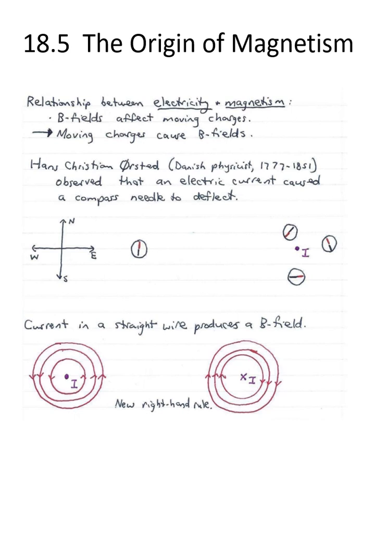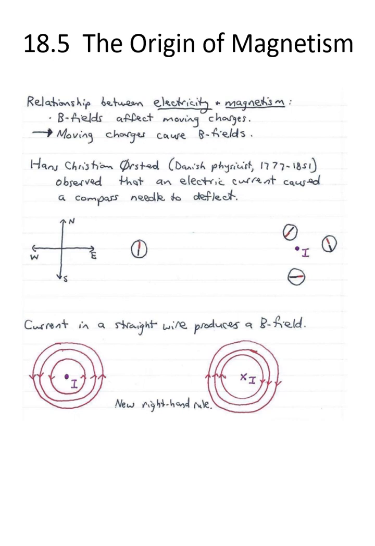So far in this chapter, you've seen a relationship between electricity and magnetism. You've seen that magnetic fields can affect moving charges. And now we'll get into section 18.5, the origin of magnetism. What we're going to see is that moving charges actually cause magnetic fields.